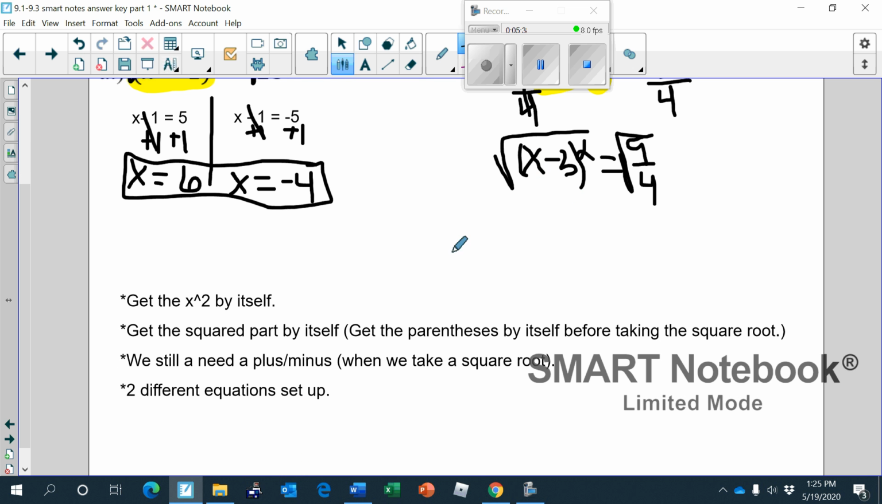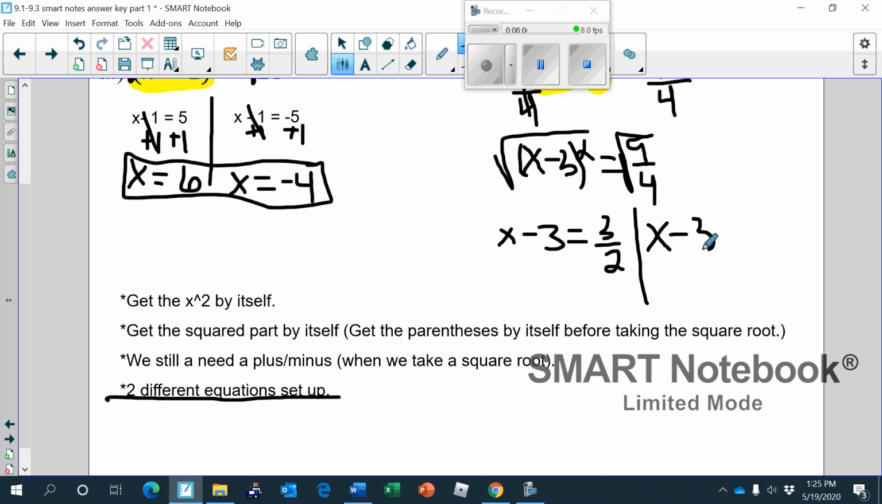So on the left side, I'm left with x minus 3, right? And on the right side, this goes back to simplifying radicals in 9.1. We know that the square root of 9 is 3. We know that the square root of 4 is 2. Perfect. So I have 3 over 2. But don't forget, what do I need? 2 different equations. So what's my other equation? Give it a try.